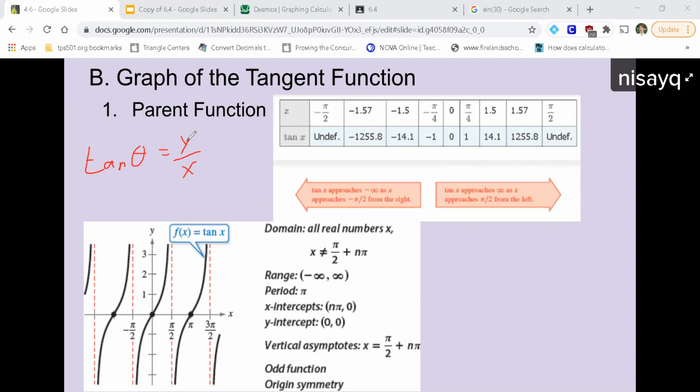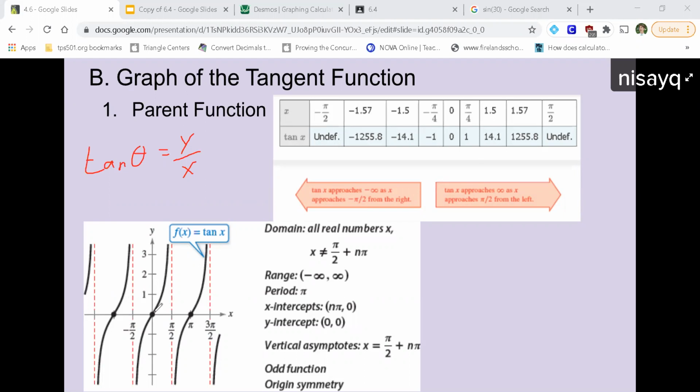If we look when the numerator is 0, the numerator is 0 at 0 degrees and 180 degrees. Right? Whenever your angle is on the x-axis, you have a y value of 0. So that'll happen every pi units. And 0 divided by anything is just 0. So every pi units, we get an x-intercept of 0.